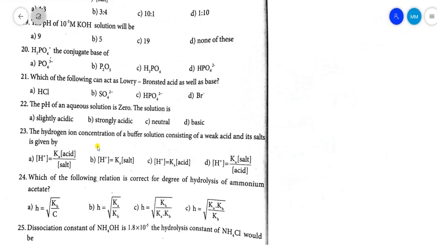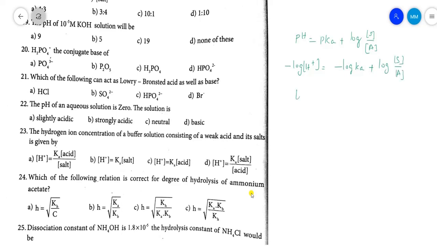Question number 23. The hydrogen ion concentration of a buffer solution consisting of a weak acid and its salt is given by. So it's direct information from buffer solution, the Henderson equation. For an acidic buffer, the pH is equal to pKa plus log salt concentration by acid concentration. And here the relation is H plus. So the pH is expanded as minus log H plus equals minus log Ka plus log salt concentration by acid concentration.